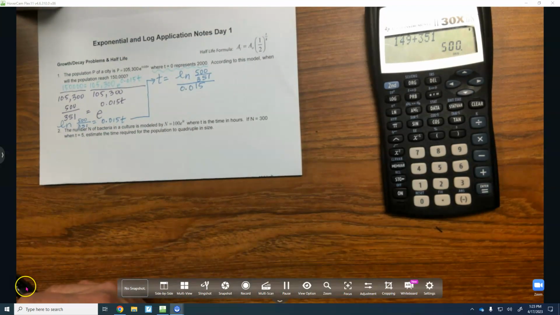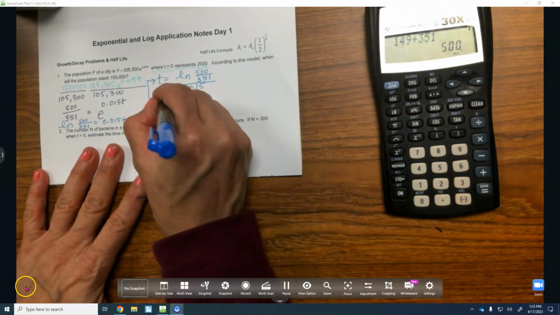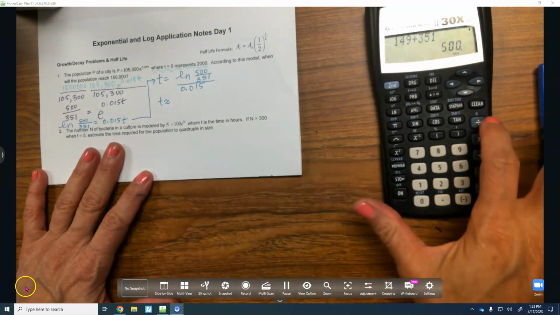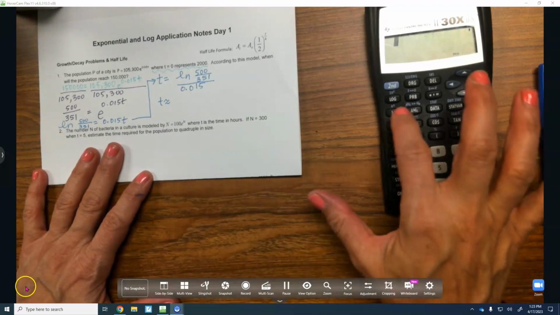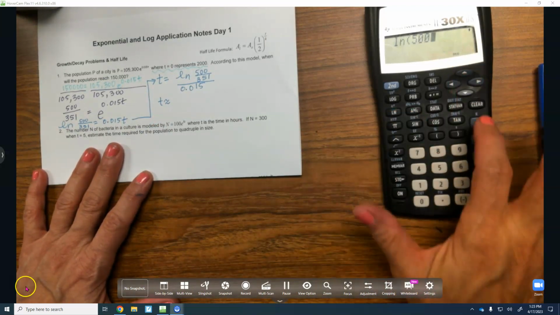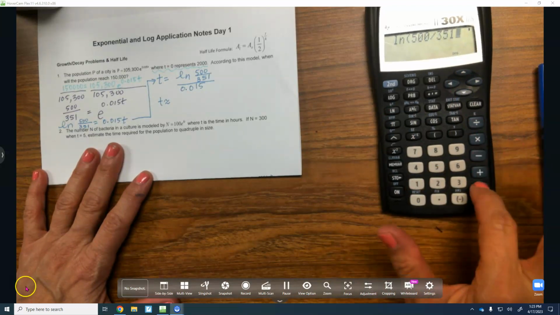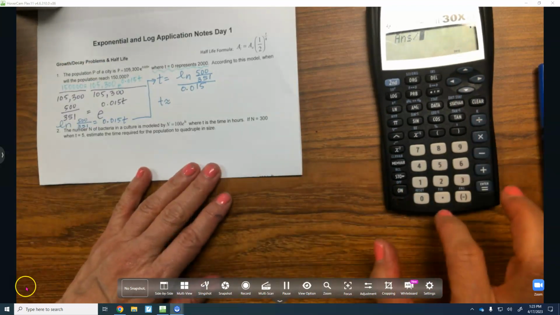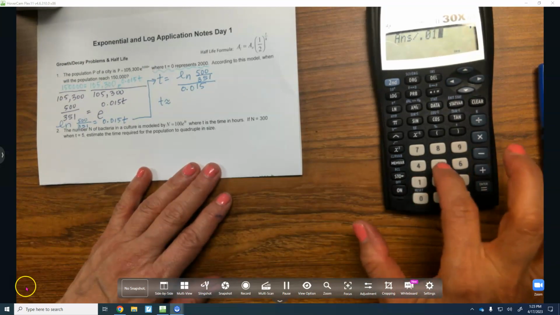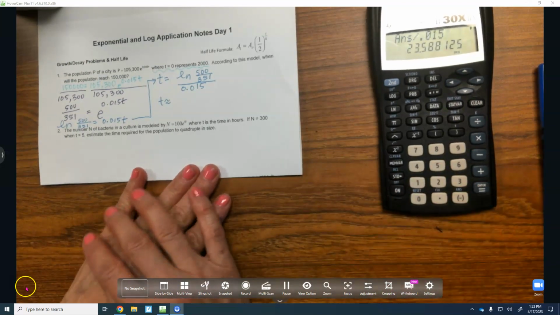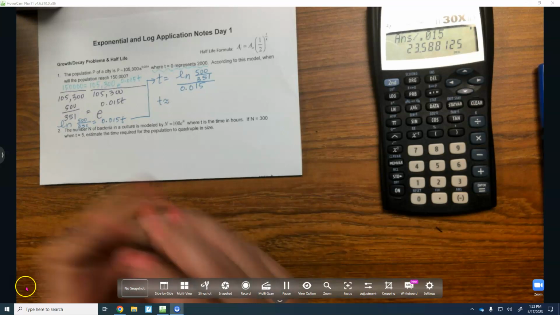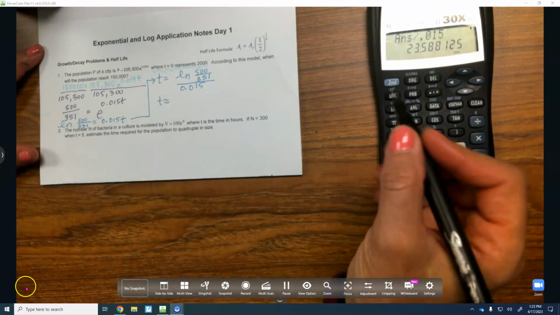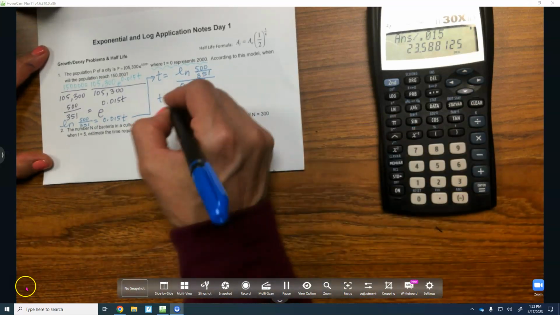And I'm just going to type this into the calculator and get an approximate answer here. So natural log of 500 divided by 351. Okay, so that's the numerator. Don't forget it's being divided by this fraction. All right, so t is approximately 23.6 years.